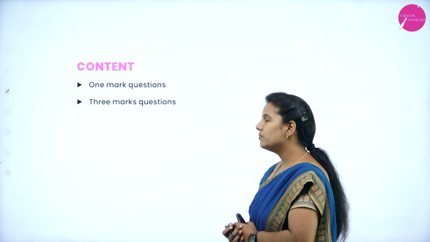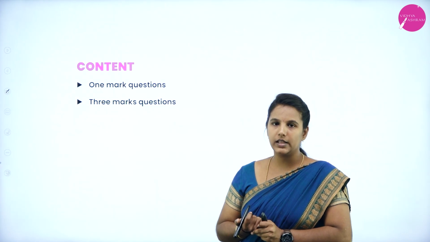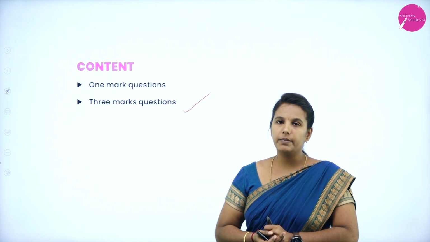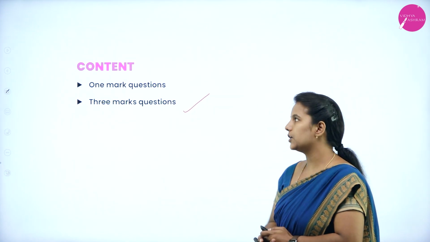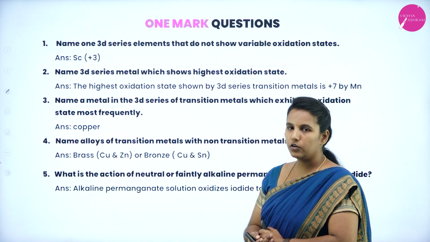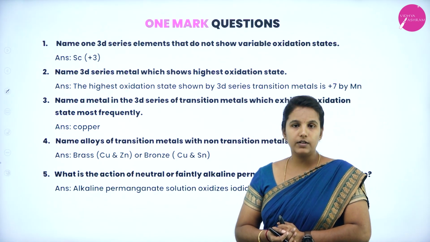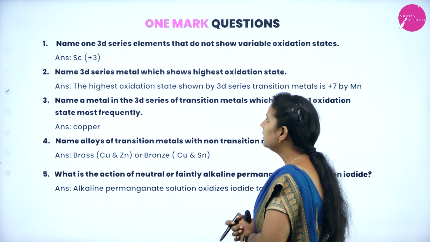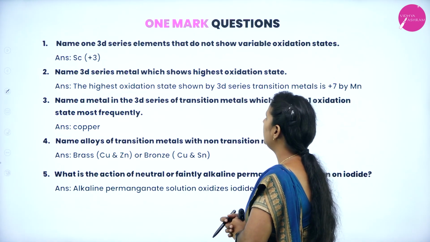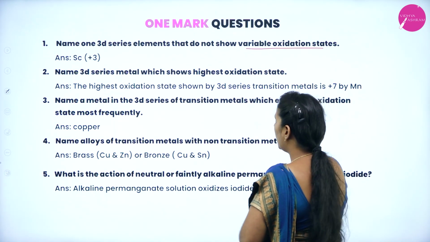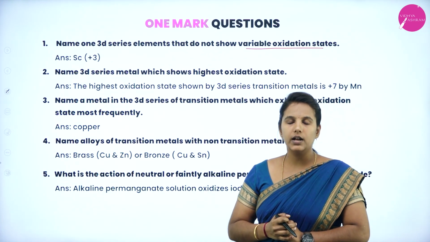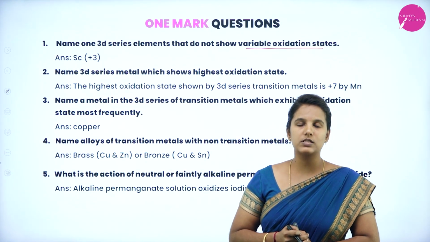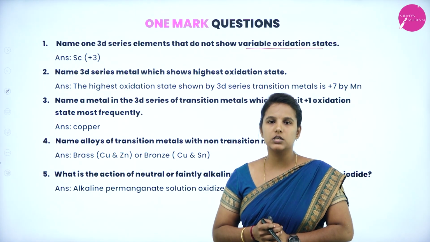Okay, we will see how the 1-mark question will be raised in the d and f block elements, and how the 3-mark question will arise, in this session. Coming to the 1-mark question, most of the questions will be based upon the 3d series of the transition elements. Name one 3d transition element that does not show variable oxidation state. We all know that the 3d transition element scandium does not show variable oxidation state because it shows only the +3 oxidation state.